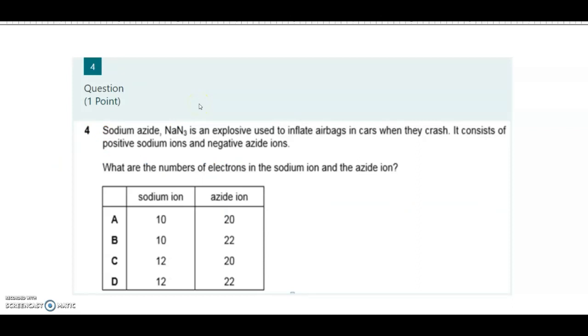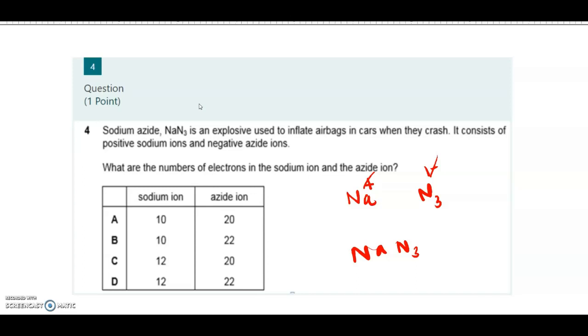Okay, question number 4. Sodium azide is an explosive used to inflate airbags in cars when they crash. It consists of positive sodium ion and negative azide ion. What are the number of electrons in sodium ion and azide ion? So basically it is a very simple question. Sodium ion, you know, carries 1 plus charge, and azide means 3 nitrogens and definitely carries 1 minus charge, that is why it becomes NaN3. Now we need to find their number of electrons.